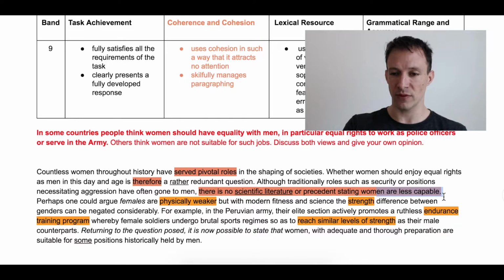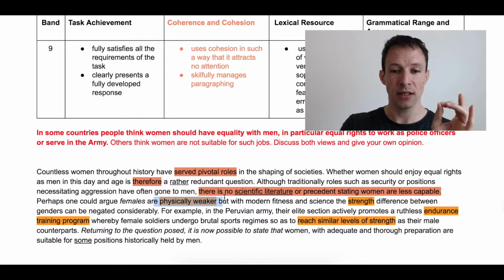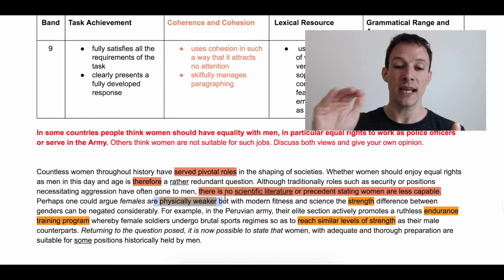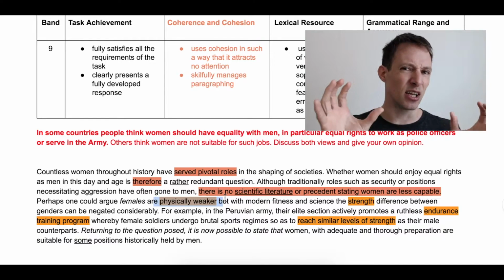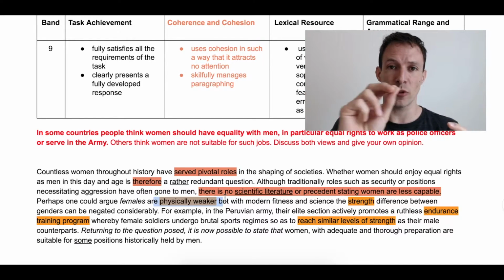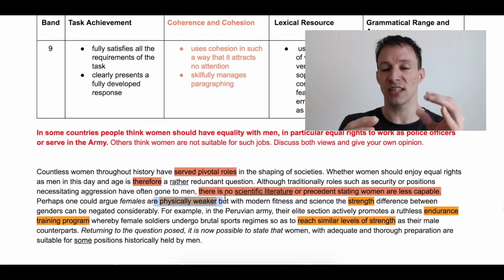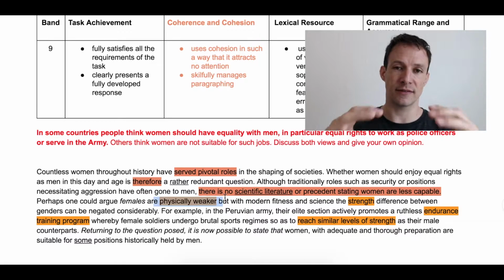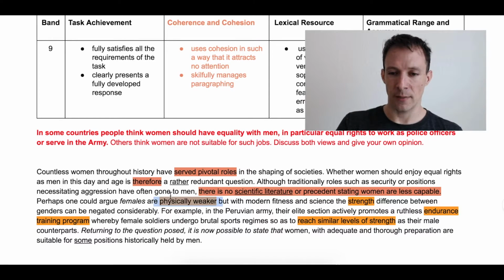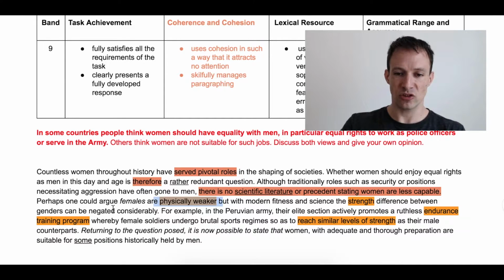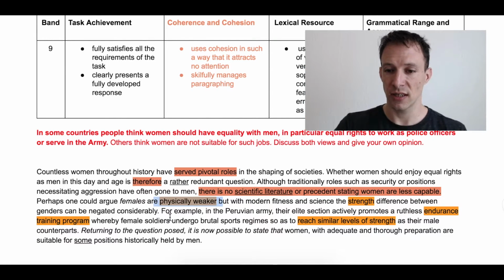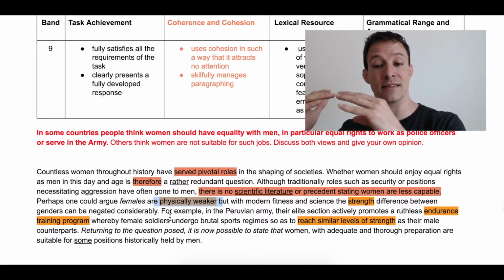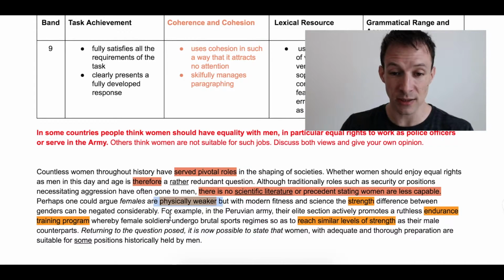And then we go further. Here we're talking about less capable, and then we're talking about physically weaker. So again, there is that link between different sentences, and it's like the glue or the invisible thread that's going through all the words, just keeping the essay tight and together. Now, from physically weaker, I move on to strength difference, and then from strength difference, I talk about it that it can be negated through sport, and then I'm talking about that exact sports routine or training program.